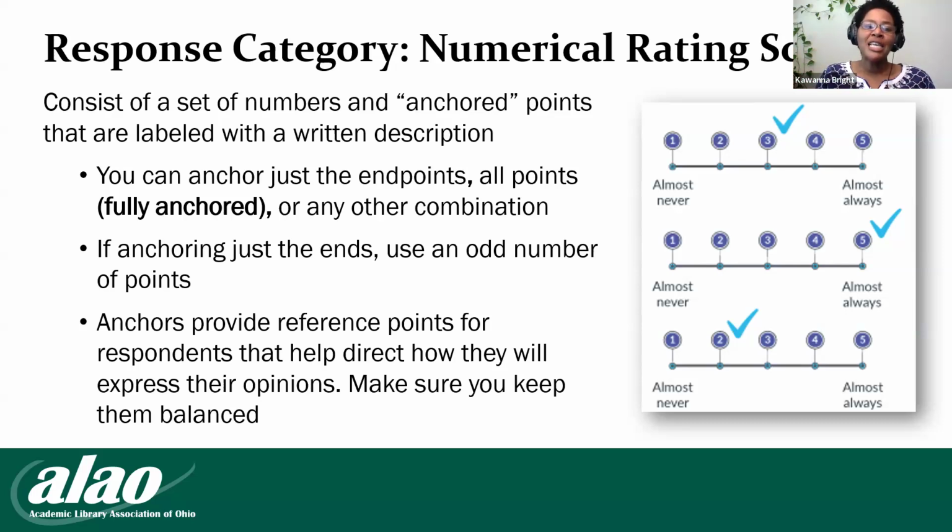If you are anchoring just the ends, you typically want an odd number of points. So you wouldn't anchor just the ends if you had 1 to 4. You'd probably go ahead and anchor them all. Those anchors are actually reference points for your respondent. So it's there to help them understand where they might be able to put their opinion or their thought. And the main thing for you is just keeping it balanced. You don't want to anchor a few things on the left side but not anchor more on the right side. You just want to make sure that it looks balanced when you're looking at it as well.